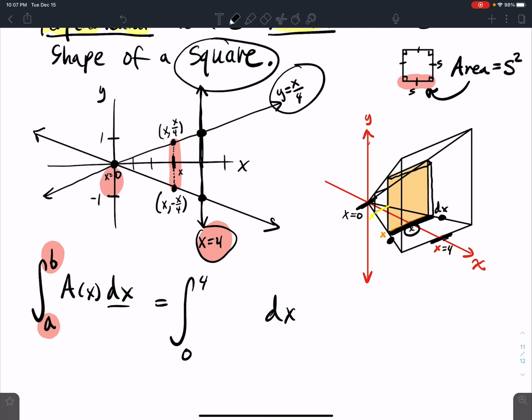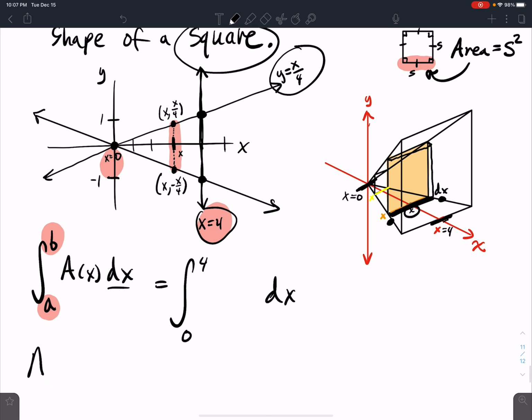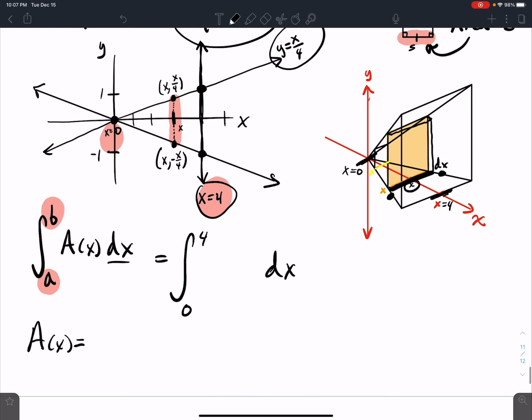So the area function, A(x), is equal to what? Well, the side squared. So what's the side squared? Well, it's the top minus the bottom. So the top, x/4, minus the bottom, minus negative x/4. And so this becomes (x/4 + x/4) squared.